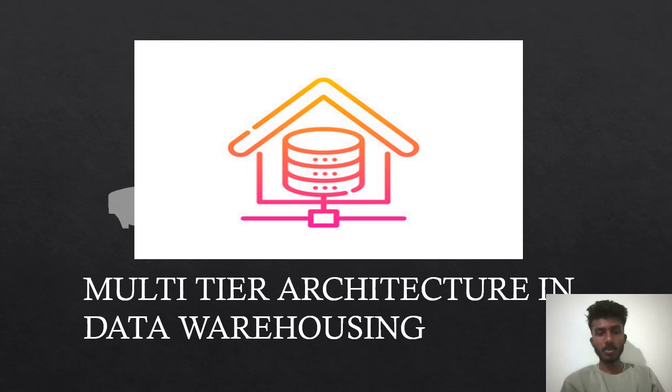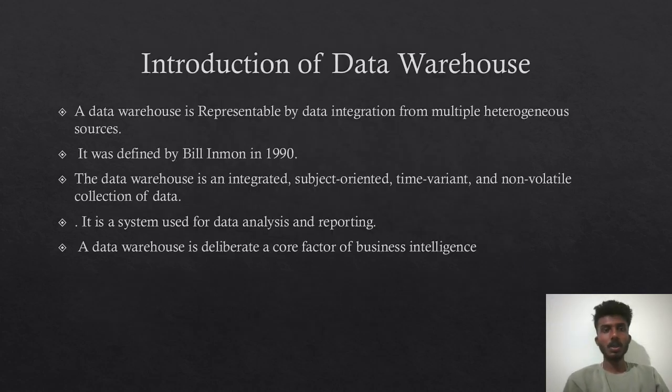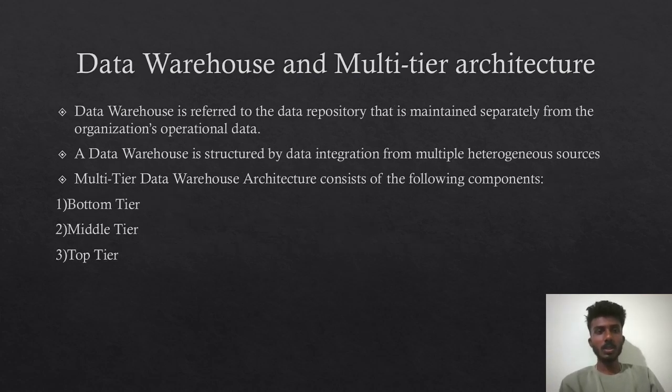Today in this video, we are going to discuss the multi-tier architecture in data warehousing. So let's give an introduction about data warehousing. A data warehouse is represented by data integration from multiple heterogeneous sources. It was defined by Bill Inmon in 1990. The data warehouse is an integrated, subject-oriented, time-variant, and non-volatile collection of data. It is a system used for data analysis and reporting. A data warehouse is a core factor of business intelligence. So let's see what data warehousing is and what the multi-tier architectures are.